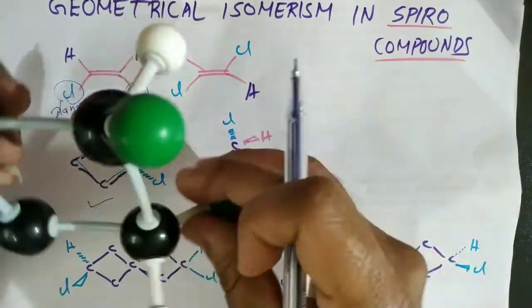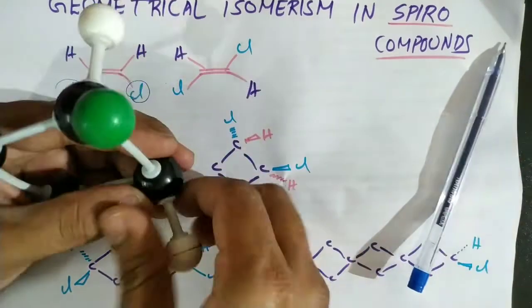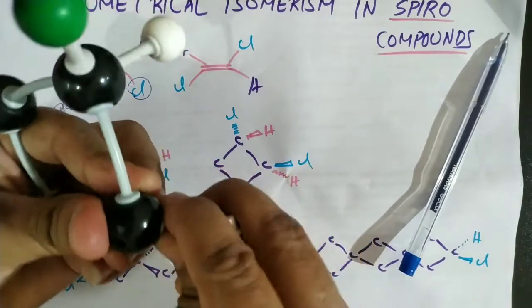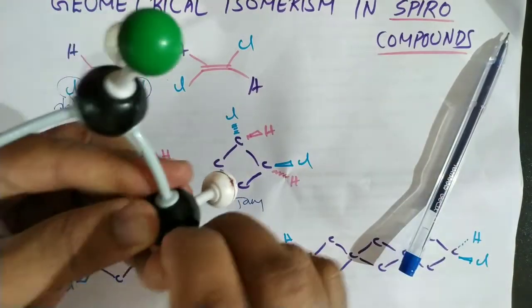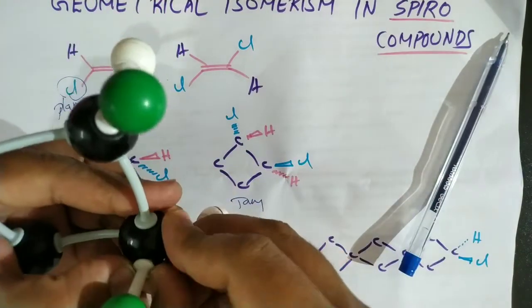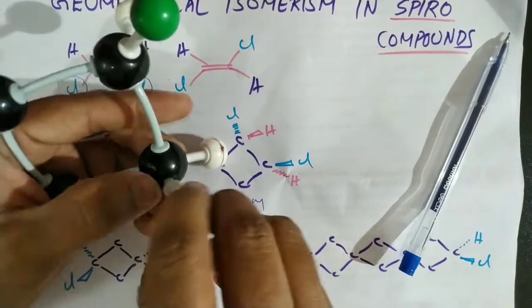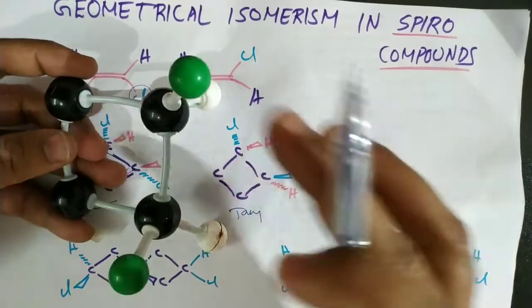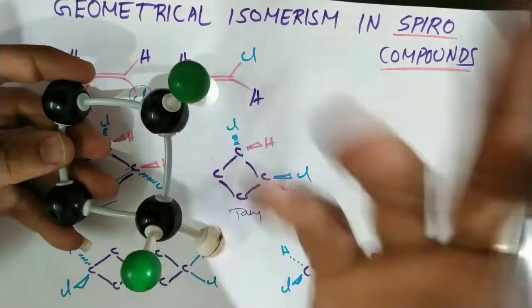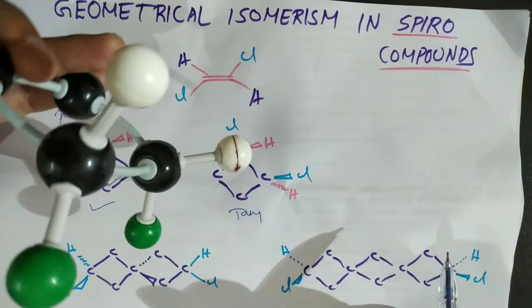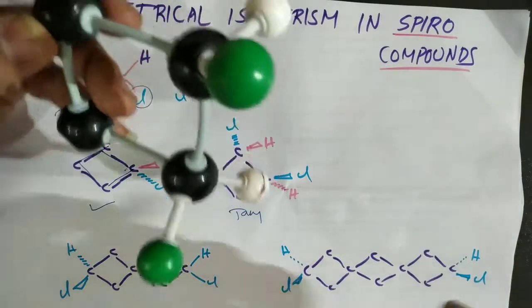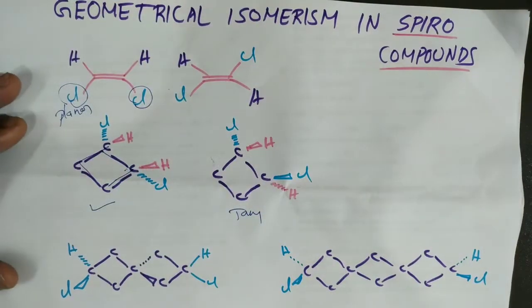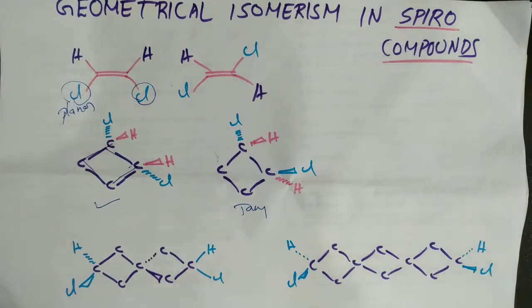Okay, or maybe similar groups on the same side, that is a cis isomer. That means both similar groups are above the plane. Here both similar groups are above the plane, this is above the plane, this is above the plane, so it is a cis isomer. So here the carbon atoms are in the same plane, that's why we can say cis and trans isomers.